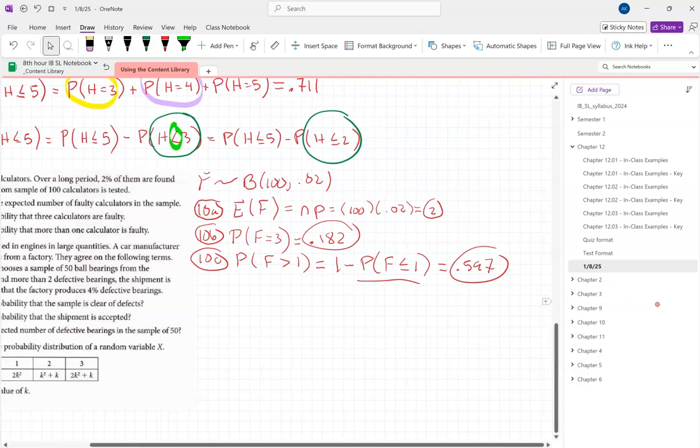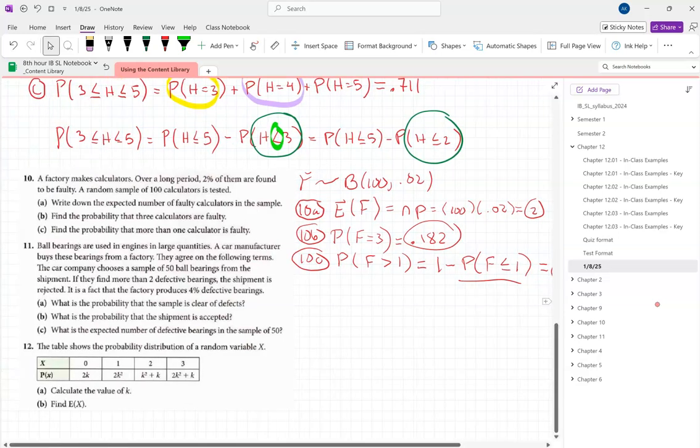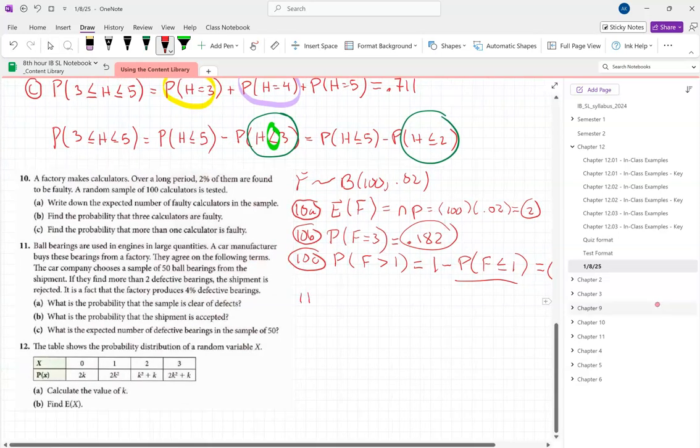Do you guys feel okay so far? Is this getting easier or more intuitive? Like, I see where you're going with this. That's the goal, is that this starts knocking some of the rust off.